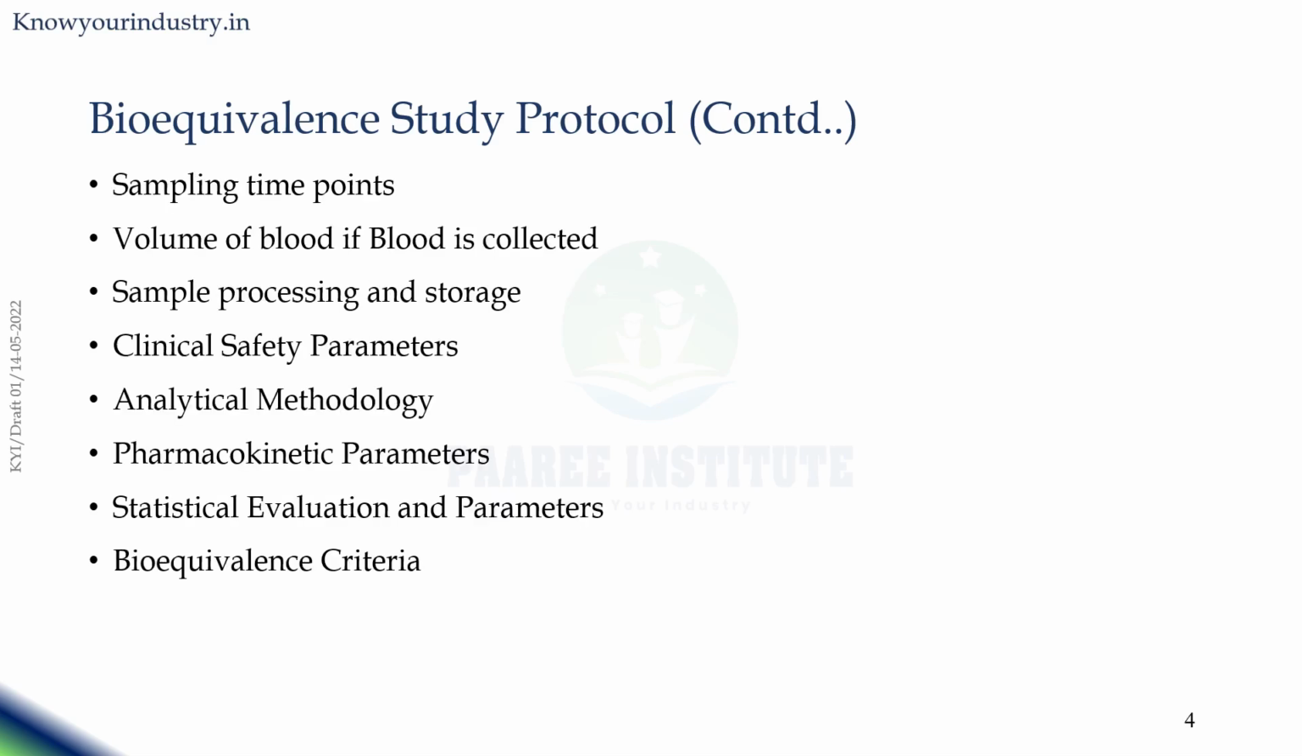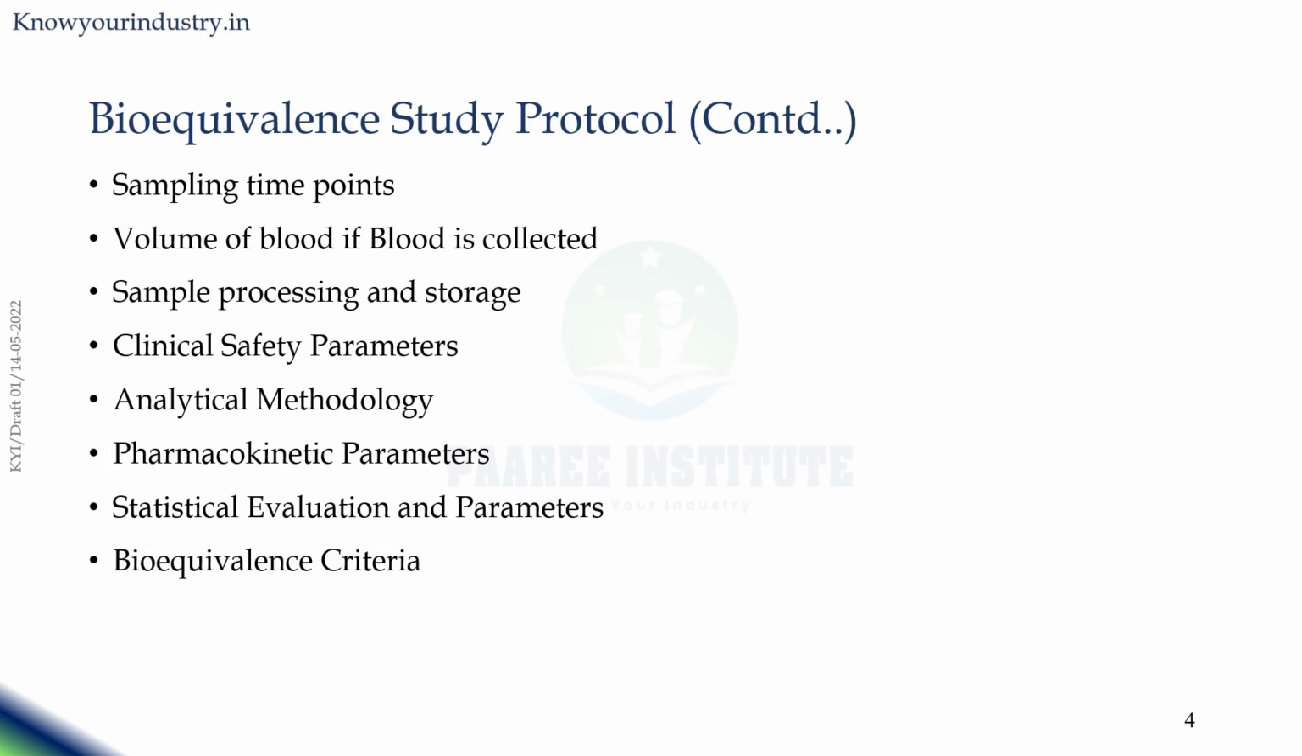Then the sampling time points. Once the drug is administered, at what time points you are going to collect the blood samples or the urine samples, what biological matrix is to be collected. What time points you are going to collect it, that has to be defined. Then the volume of blood or volume of whatever biological fluid needs to be collected needs to be mentioned. For example, it is 4 ml, 3 ml, 5 ml, each time point, how much is going to be collected, how much wastage will be there, what is the total volume of blood going to be collected.